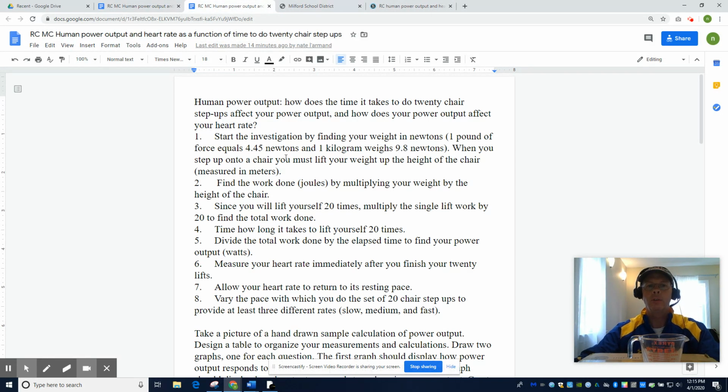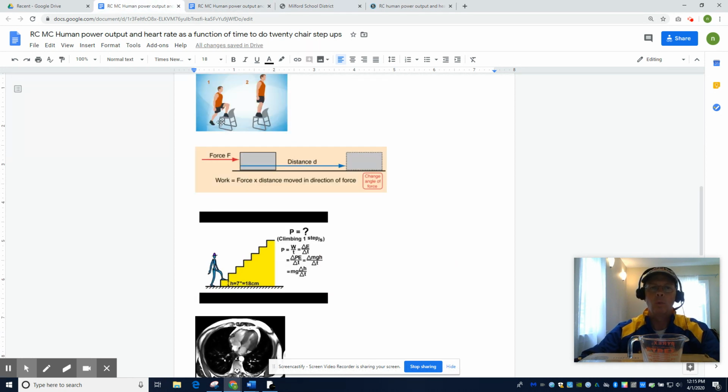Basically, you need your weight in newtons. So 1 pound is 4.45 newtons. Just take your weight in pounds, multiply by 4.45, or take your mass in kilos and multiply by 9.8, or roughly 10 newtons. When you lift yourself, you're doing work. That is, you're applying a force through a distance.